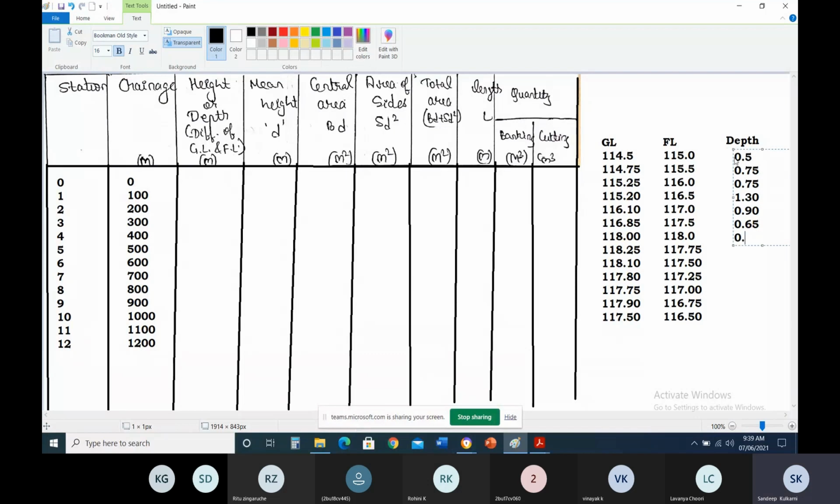So here exactly it is same. So ground is in the FL and GL are in the same level. Now here I'm getting minus, because FL minus GL, 117.75 minus 118.25, I'll be getting minus 0.50, minus 0.60, minus 0.55, minus 0.75, minus 1.15, minus 1.00. So these are the depths I got.